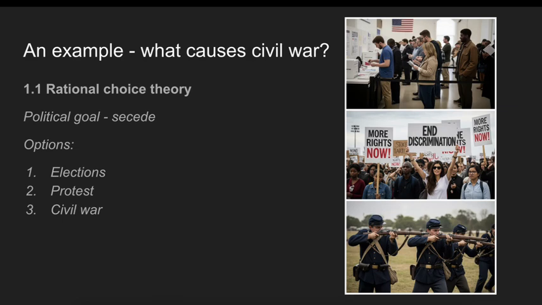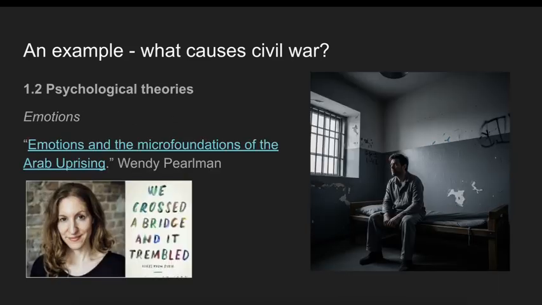And rational choice theory would assume that they go through a cost-benefit calculation and they decide that elections are not going to lead to much. Most governments are not going to let you secede for a variety of reasons. Two, right, maybe this group protested, but they were repressed by the government, and so that didn't work. And so they decide the only option left for them is civil war. And so this is how we would look at the decision of organizations to engage in civil war from a rational choice perspective.